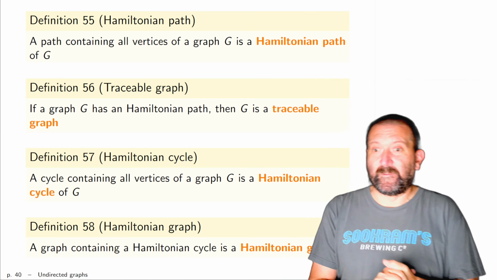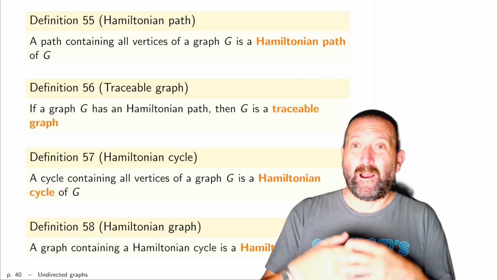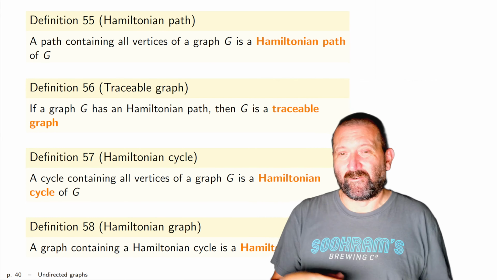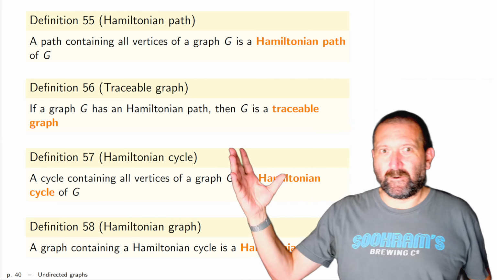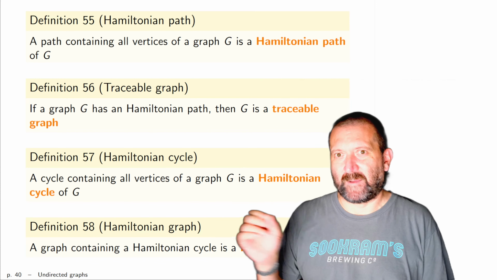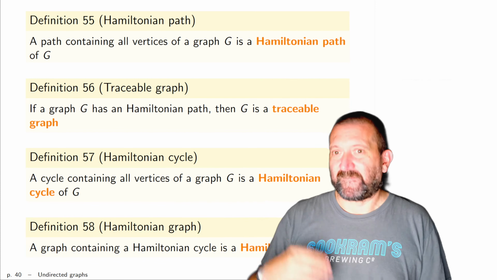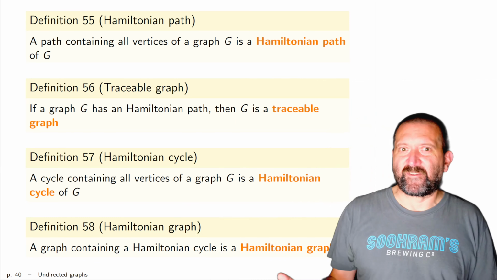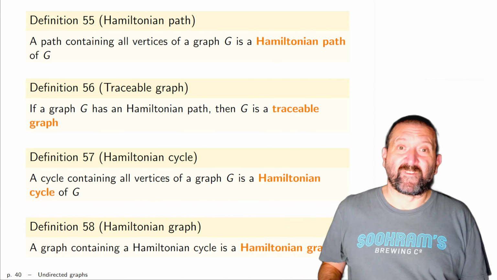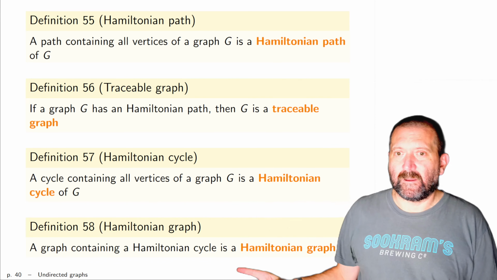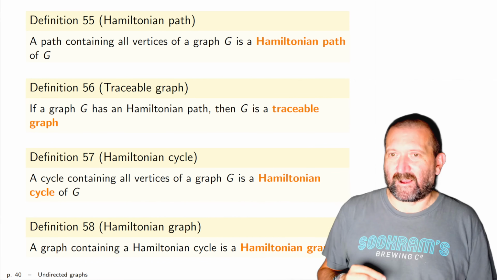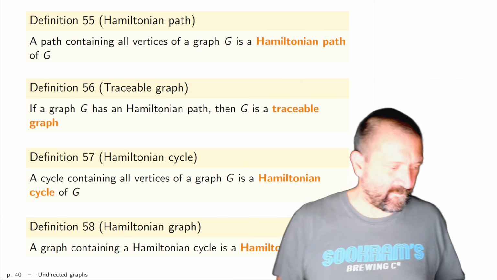Now we have similar notions for paths with the vertices. We were talking about edges before; let's look at vertices. If a path contains all the vertices in the graph, we say it's a Hamiltonian path. If a graph has a Hamiltonian path, we say it's a traceable graph. If a cycle has all the vertices in the graph, it's a Hamiltonian cycle. And if there's a Hamiltonian cycle, then it is a Hamiltonian graph.